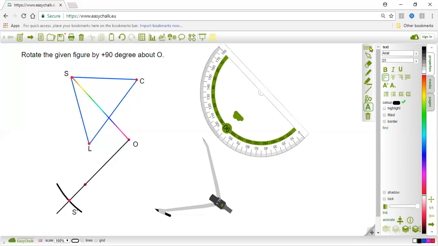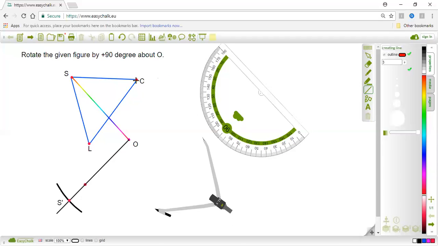Let me put this text here. In the very first step we have just obtained the image point of this point S. Now doing the same thing for the next vertices C and L. Let me take the next vertex C.